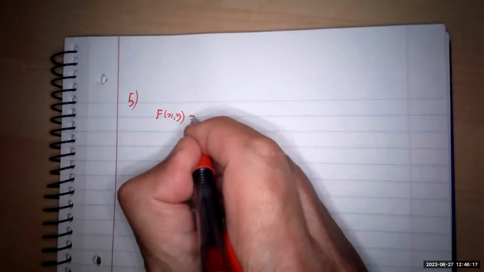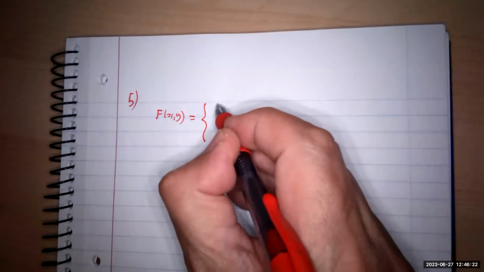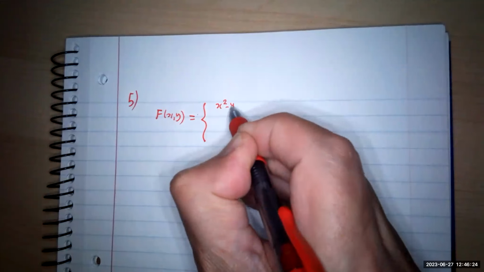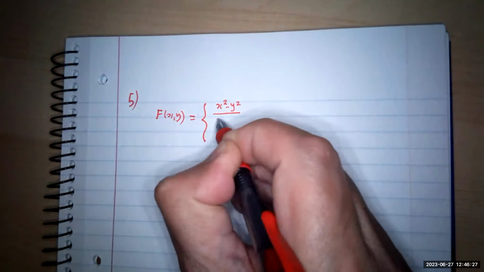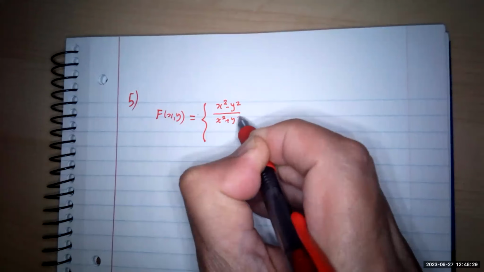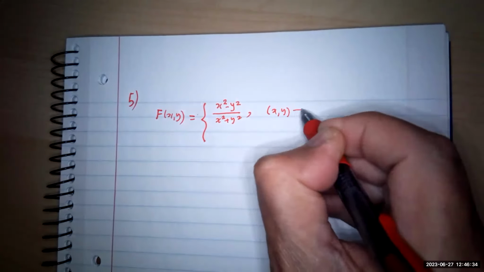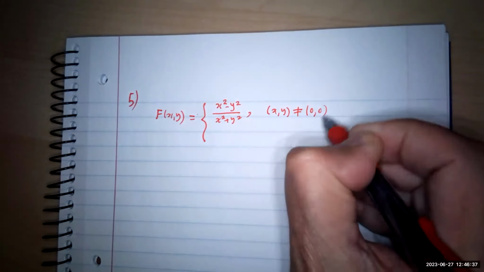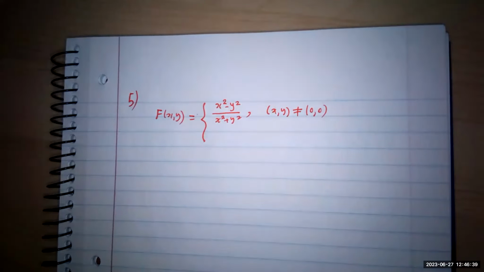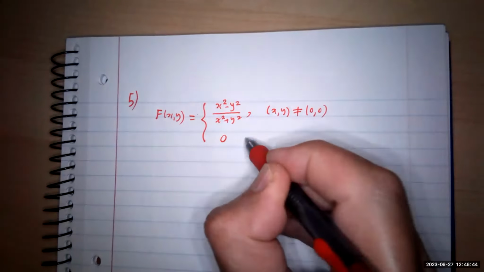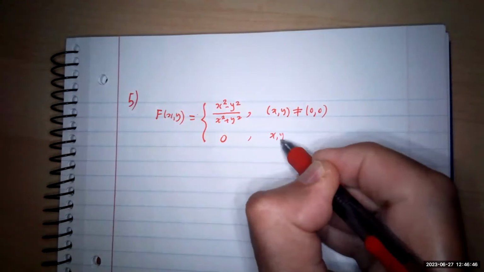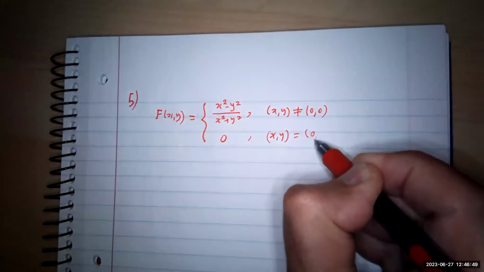It's going to be f of x, y is equal to the first part, x squared minus y squared over x squared plus y squared, with the condition that (x, y) is not equal to (0, 0). You know that this formula is not defined at (0, 0). And this is equal to 0 at the origin when (x, y) is equal to (0, 0). See, that's one.